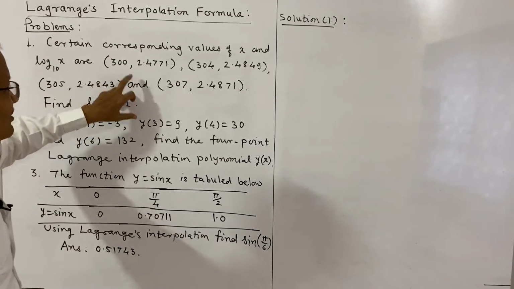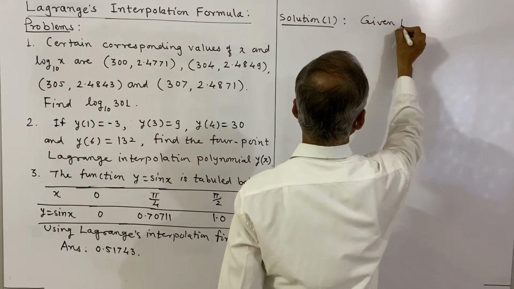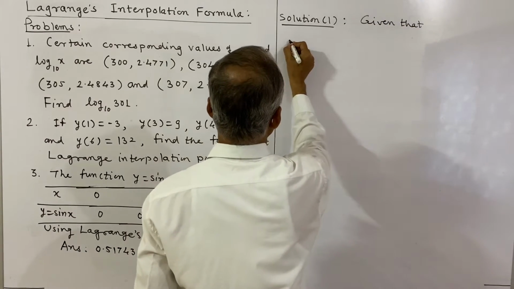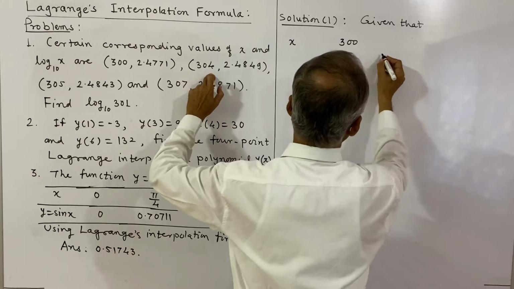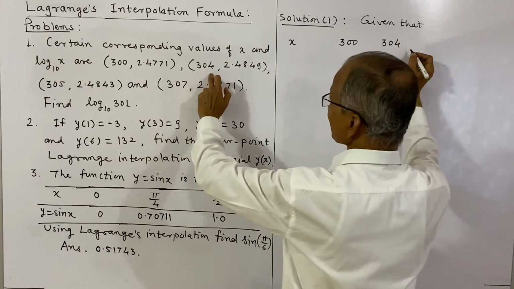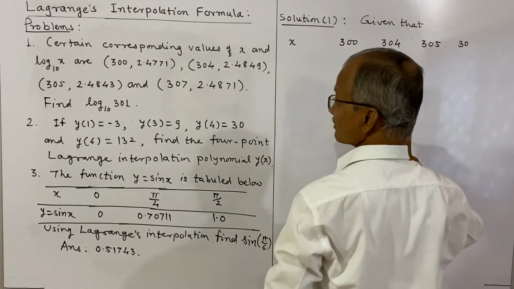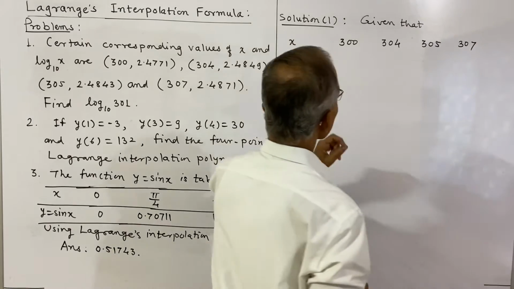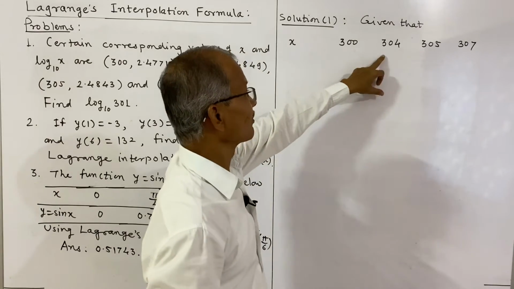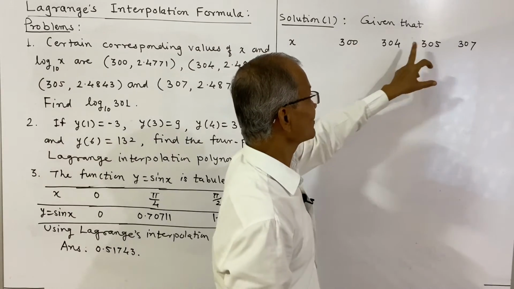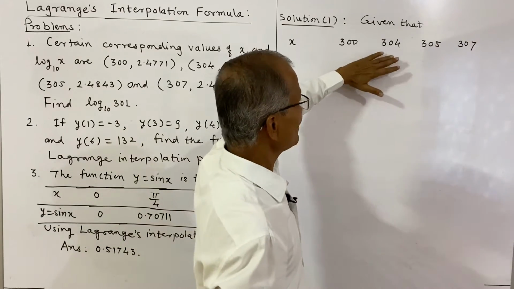We may represent these values in a table. The points of x are 300, then 304, then 305 and 307. We may see these values are not equally spaced. The difference of these two points is 4, of these two points is 1, and of these two points is 2. That means these are unevenly spaced points.